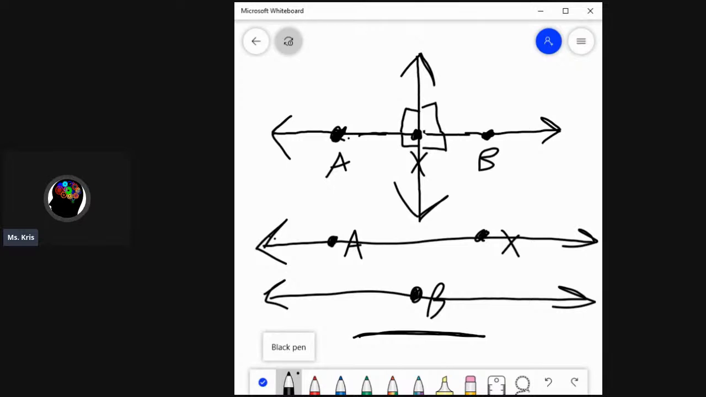Any questions on lines, points, line segments, rays, perpendicular, parallel? Any questions on that? Collinear, any questions on that?